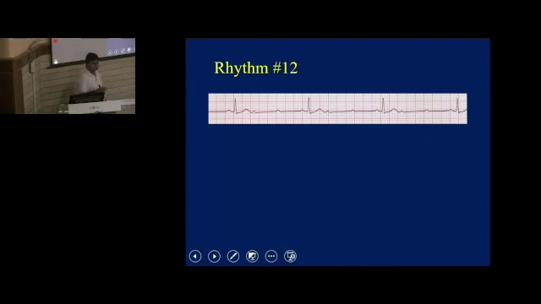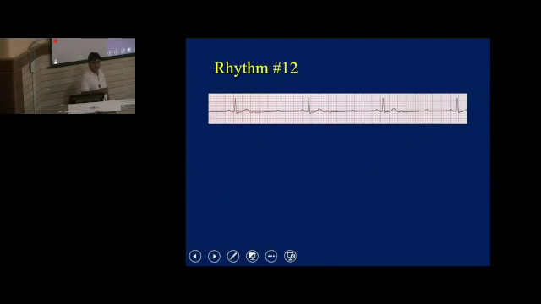So what is happening here? Some beats are being conducted to ventricles, some are not. As simple as that. In this ECG, two beats are not conducted, third one is conducted. So we will call this a 2:1 block. Sorry, 3:1 block. Out of 3, only 1 is conducted.